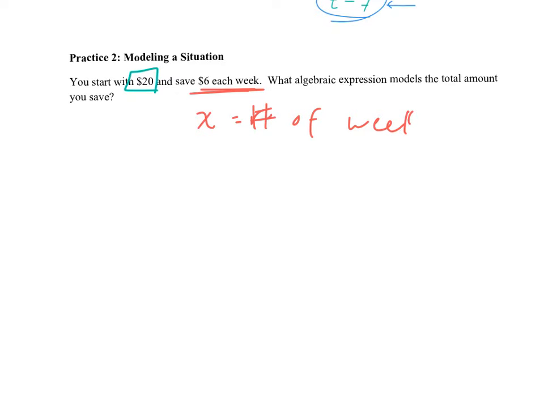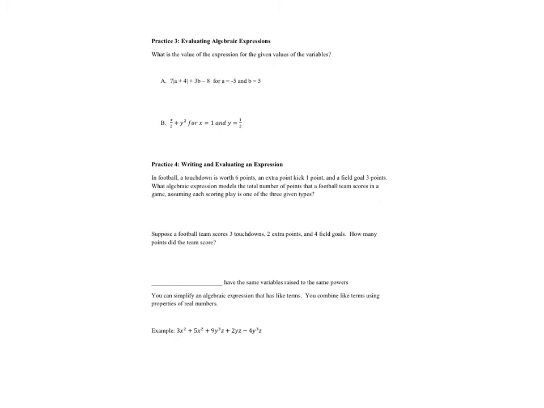All right, so let's write an expression. I have automatically $20, and I'm going to add $6 each week. There it is.